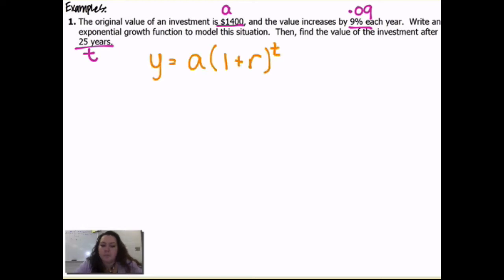So I'm going to plug it into my formula. Y equals A. Well, A is 1,400 times 1 plus R. R is 0.09 and T is 25. So that's what my formula looks like.